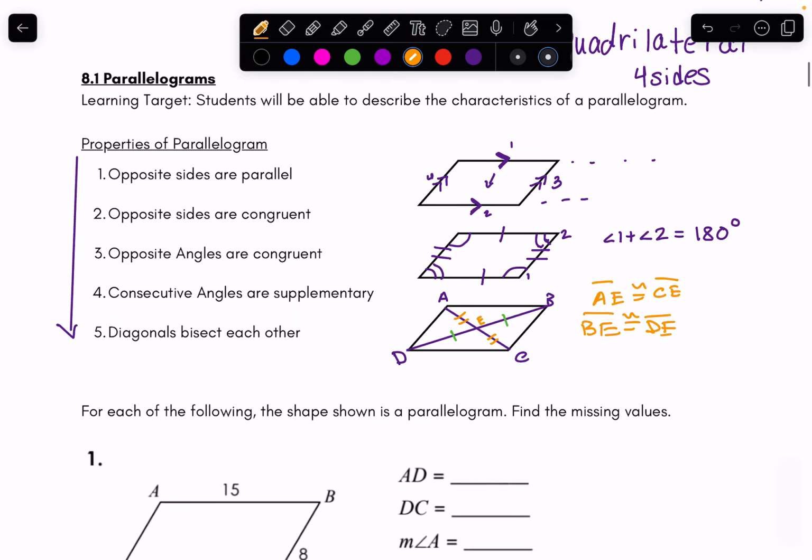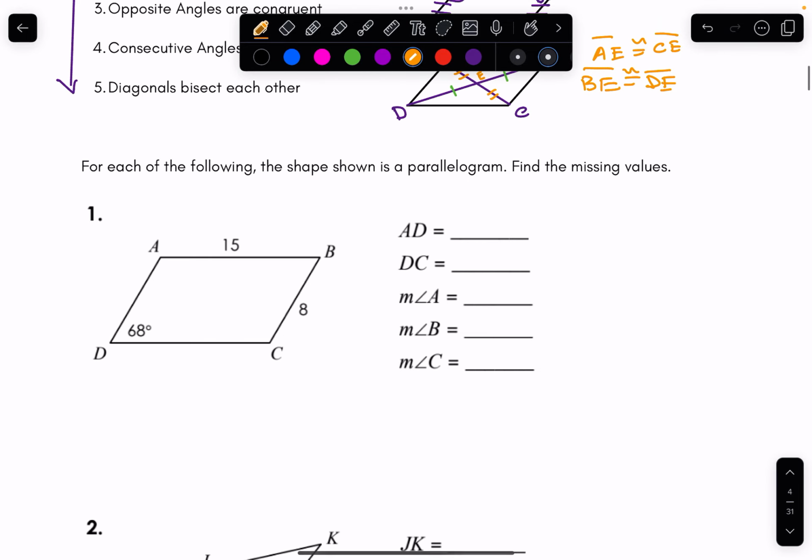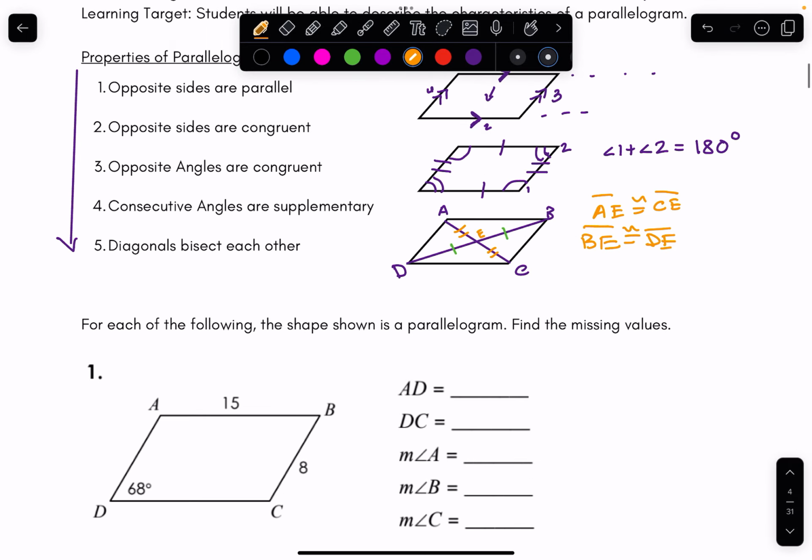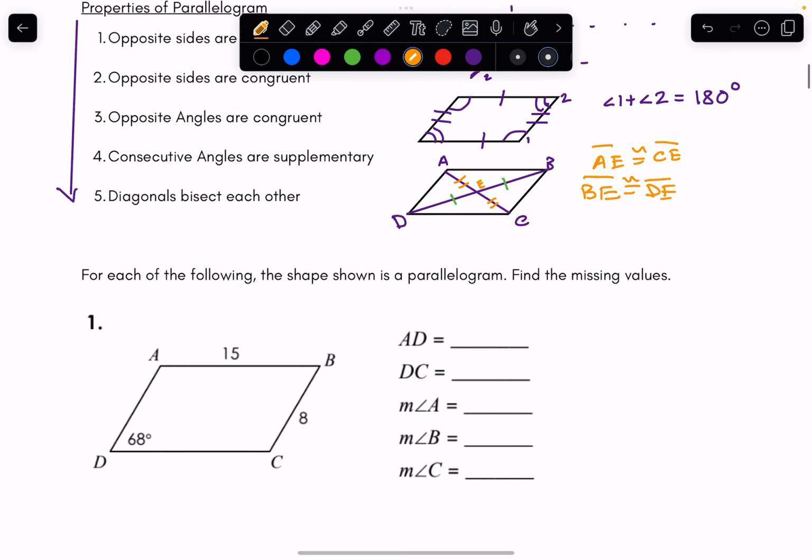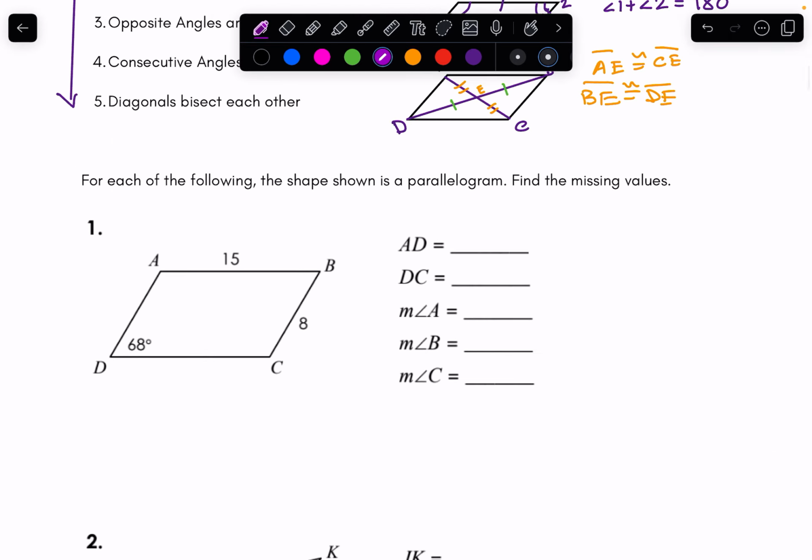So now let's look at some practice problems. All we're doing here is using the properties that we just went through to find some missing values. For each of the following, the shape shown is a parallelogram, find the missing value. So before I even look at what they're asking, I can start filling in, because if I know this is a parallel opposite side, I also know they're congruent. So this is 15. Same thing here. Opposite side must be the same.